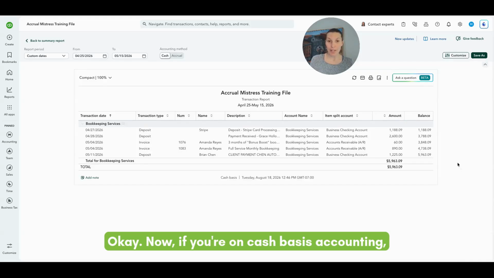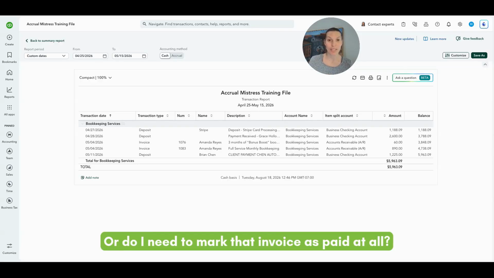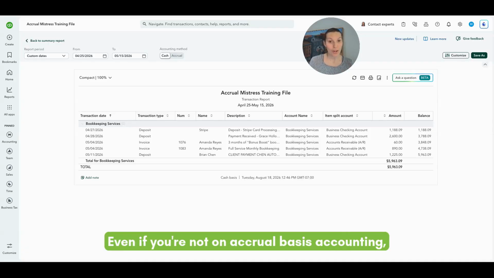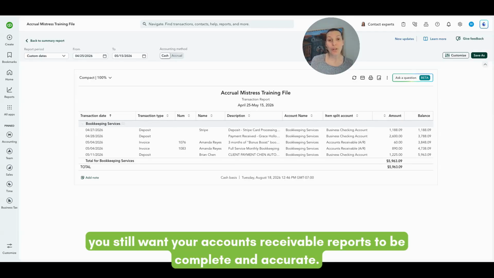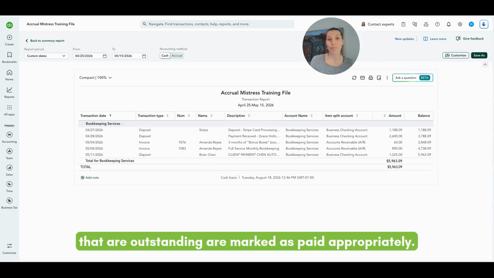Now, if you're on cash basis accounting at this point, you might be thinking, well, gosh, do I even need to make an adjustment to my accounts receivable reports, or do I need to mark that invoice as paid at all? And the answer is ultimately yes. Even if you're not on accrual basis accounting, you still want your accounts receivable reports to be complete and accurate. That includes making sure that any invoices that are outstanding are marked as paid appropriately.